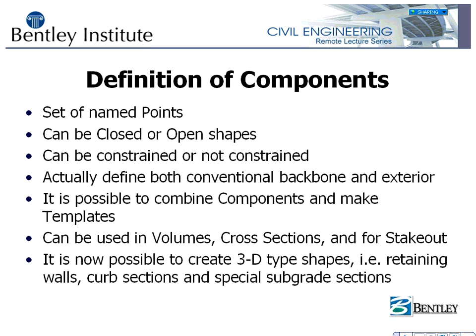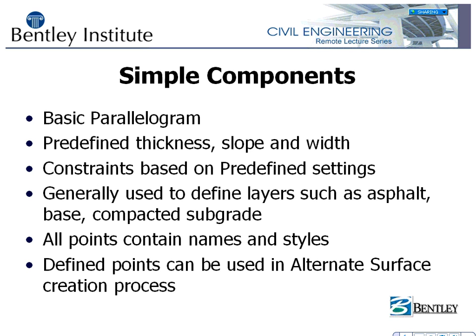Okay, so let's start out with the first item. This is the simple component. A simple component is basically a basic parallelogram, which I'll bring up here in a moment. It has a predefined thickness, slope, and width, and it's constrained based on predefined settings. Meaning as we build this, the settings in the predefined thickness, slope, and width, that's what constrains the information to its adjoining points, as we'll see in a moment.